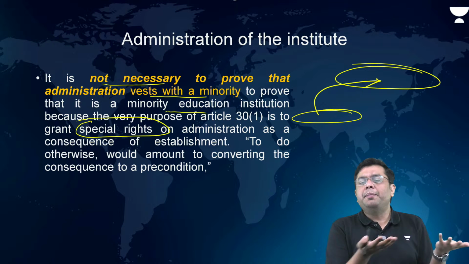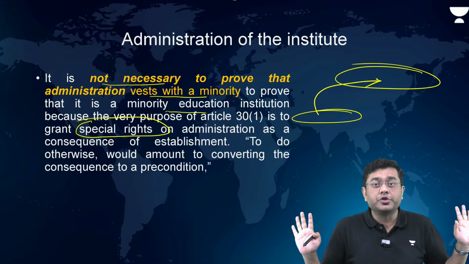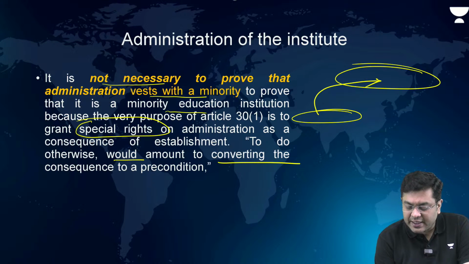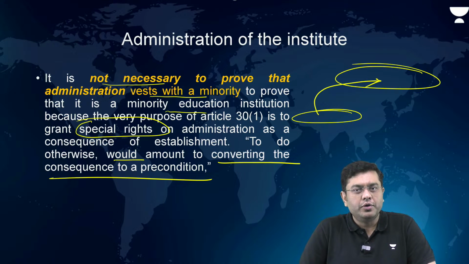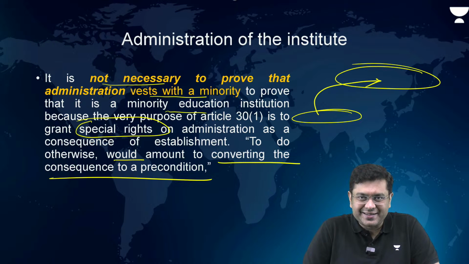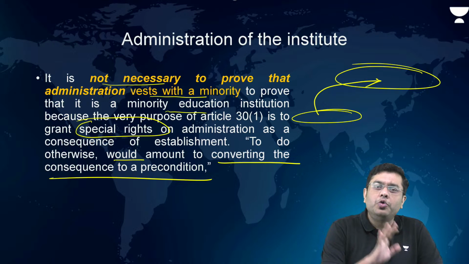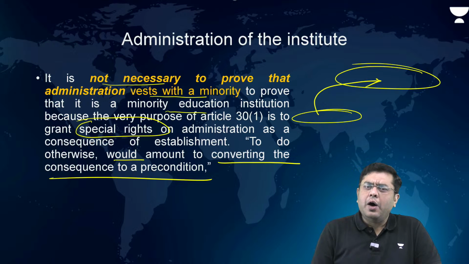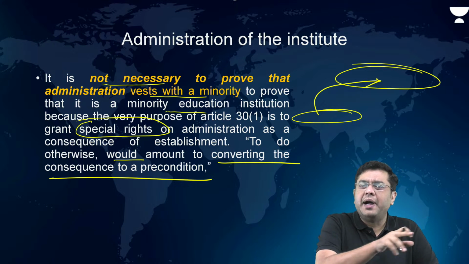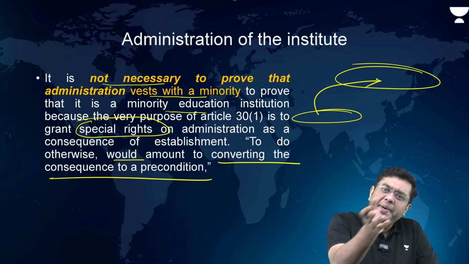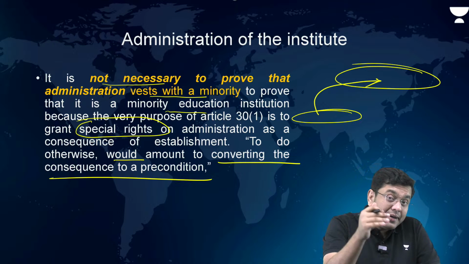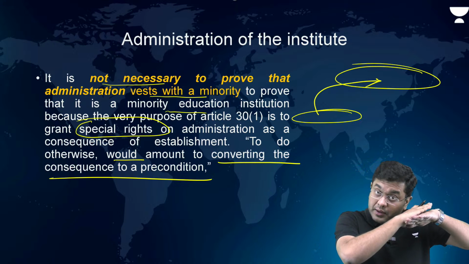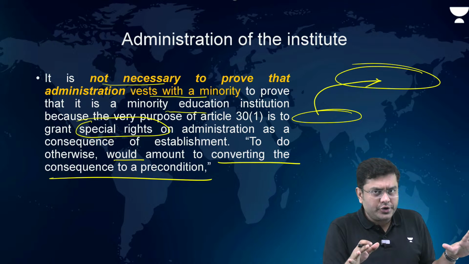That unless and until all the members of the administration are from the minority community, there is no minority institution. That cannot be a precondition. To do otherwise would amount to converting the consequence to a precondition, was the statement issued by the Chief Justice. So that is where the Supreme Court has come and contravened the earlier judgment issued. Now, whether AMU in itself is a minority institution or not, that will be decided by a separate bench. But what did this judgment do? It overturned the earlier judgment regarding a blanket aspect of all the minority institutions.